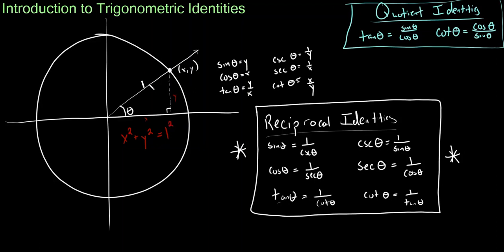1 squared is equal to the hypotenuse squared. So you can simplify this to become x squared plus y squared is equal to 1, because 1 squared is 1. Well, remember that x is cosine and y is sine. So you can actually think about this as cosine squared plus sine squared is equal to 1. And this is what we call the Pythagorean identity.